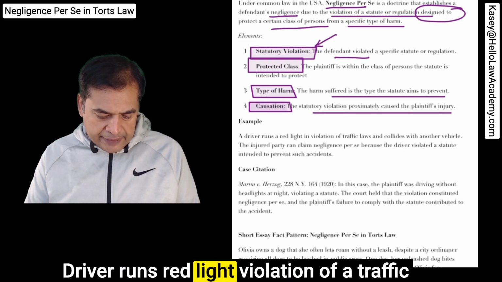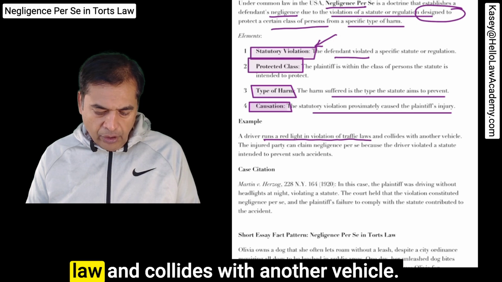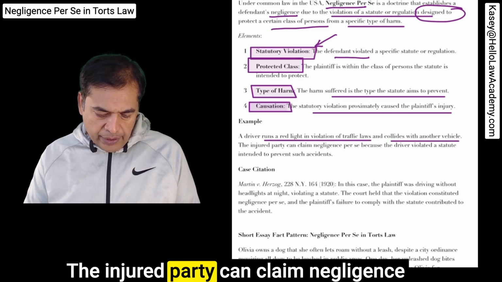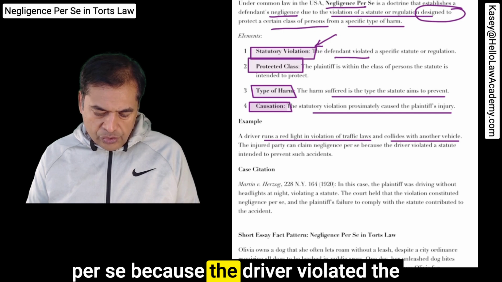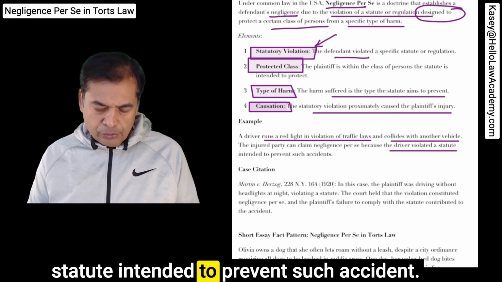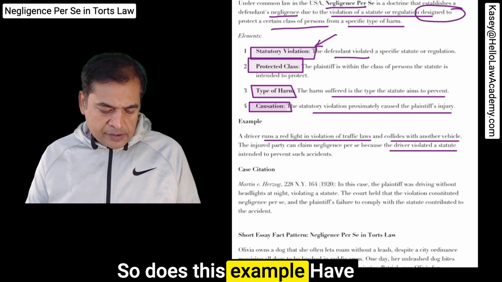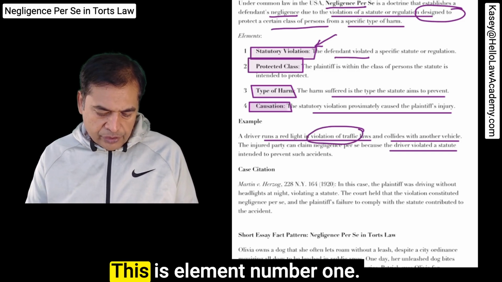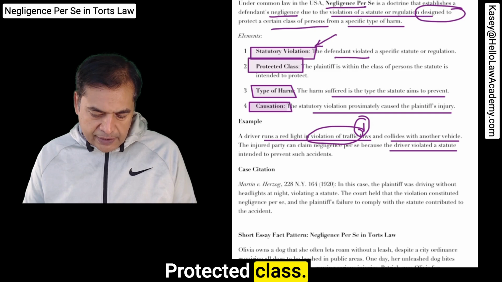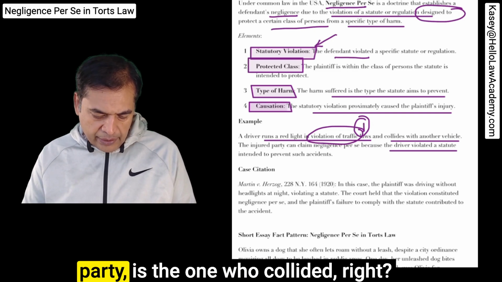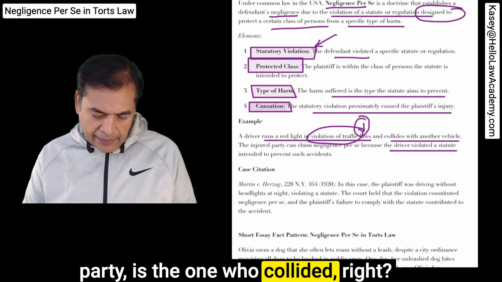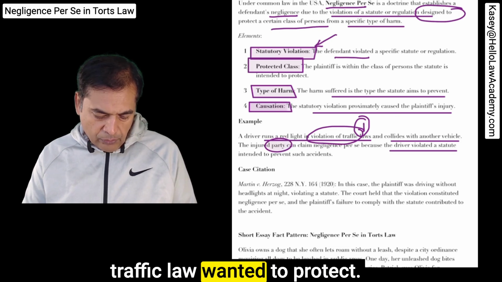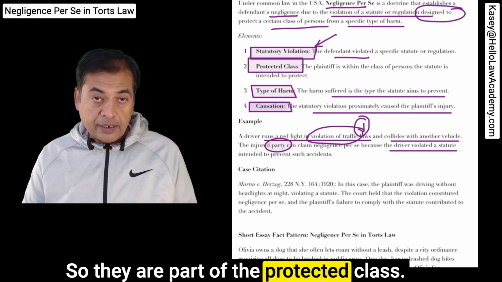A driver runs a red light, a violation of a traffic law, and collides with another vehicle. The injured party can claim negligence per se because the driver violated the statute intended to prevent such accidents. So does this example have all four elements? Statutory violation, yes. Traffic violation, this is element number one. Protected class: the injured party is the one who collided, right? So this party was one that the statute, the traffic law, wanted to protect. So they are part of the protected class.